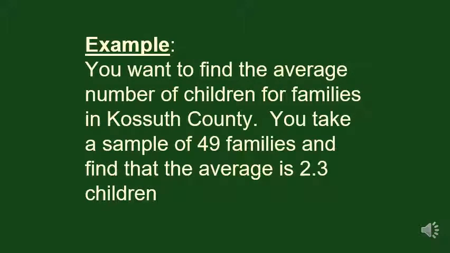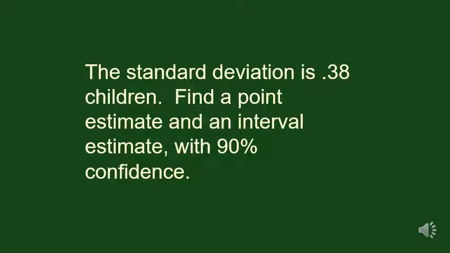So here's a typical problem that's a lot like the one we did about Iowa Lakes classes a minute ago. You want to find the average number of children in families in Kossuth County. You take a sample of 49 families and you find that the average is 2.3 children. We're also given that the standard deviation is 0.38 children, and the question asks us to find a point estimate and an interval estimate with 90% confidence. So what we want to find out is what would the average of all the families in Kossuth County be for the number of children that they have?